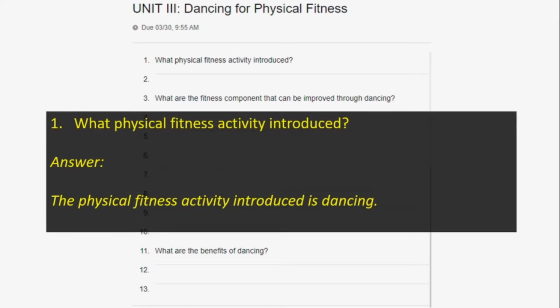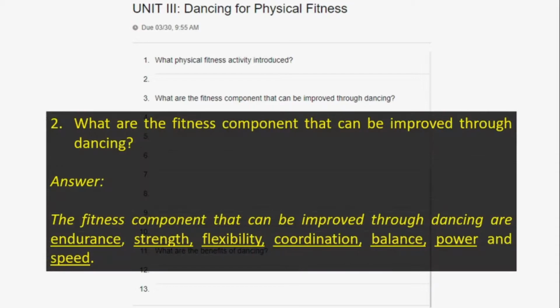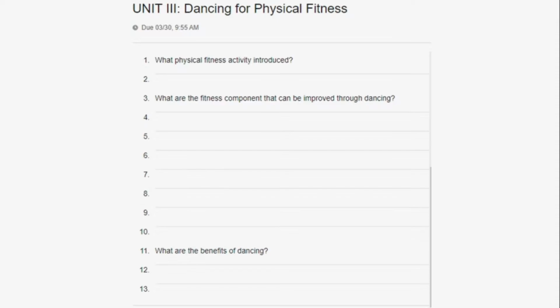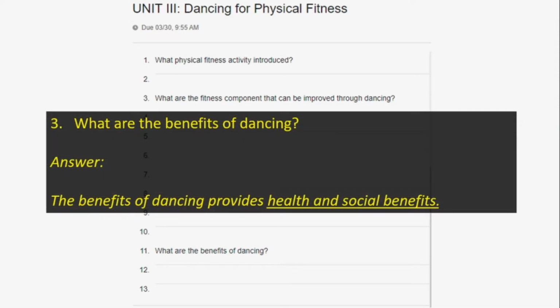Number 1. Answer. The physical fitness activity introduced is dancing. Number 2. Answer. The fitness components that can be improved through dancing are endurance, strength, flexibility, coordination, balance, power and speed. And number 3. Answer. The benefits of dancing are health and social benefits.